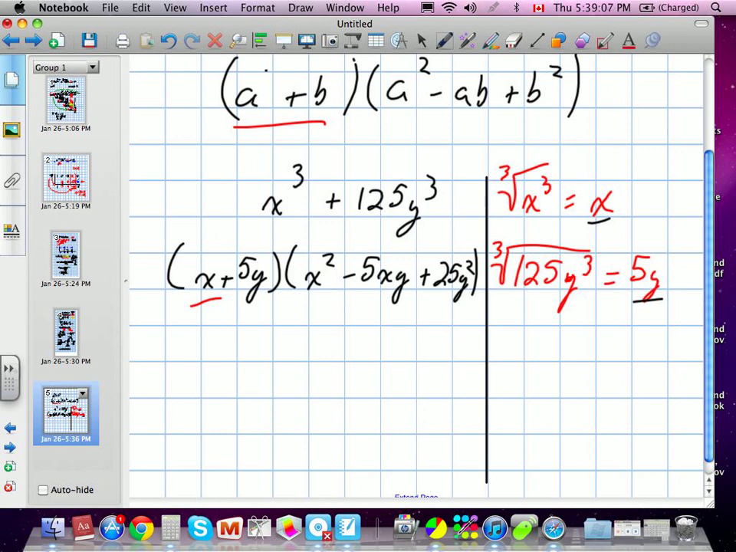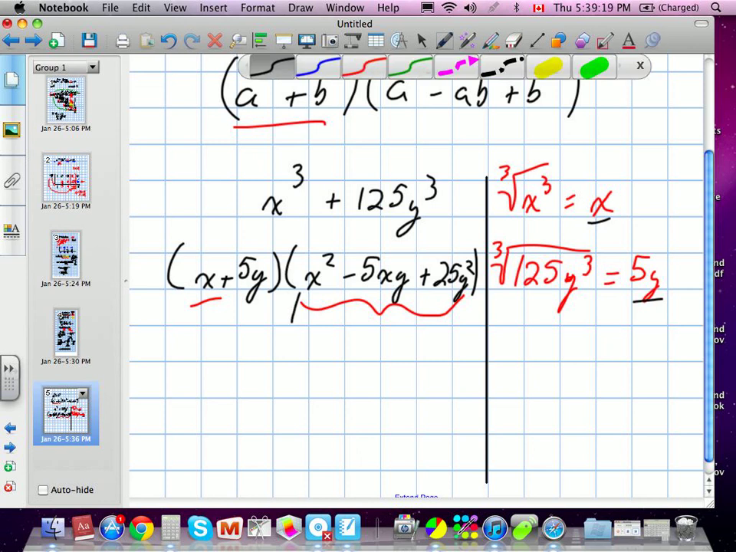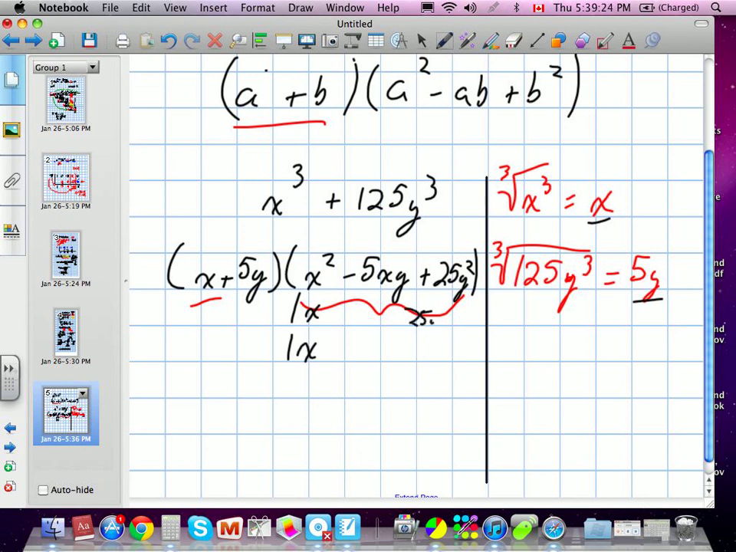Now we actually might be able to factor this farther. We're going to have to double check. Let's check our factors of the first terms. It will be 1x and 1x. Factors of this are 25y and 1y, and 5y and 5y. Their products need to give negative 5xy. Quickly looking at this, are we going to be able to get it? No, it's not going to work. So this is what we're looking for as an answer. We'll rewrite it at the end.